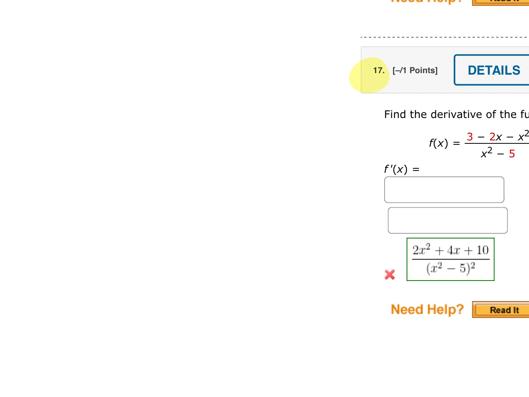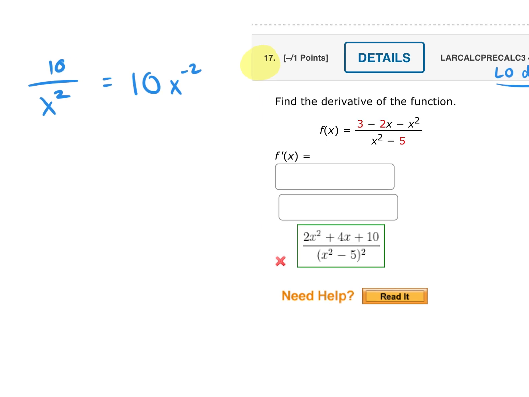If you had something like 1 over x squared, or let's say 10 over x squared, you could do the quotient rule here, but it would be easier to change it to 10x to the power of negative 2 and then find the derivative that way. So you have the freedom to find the derivative however you want, but for a question like 17, you have to use the quotient rule.